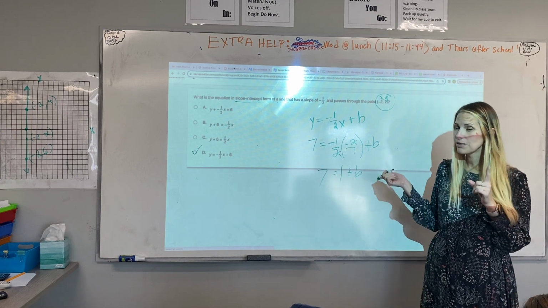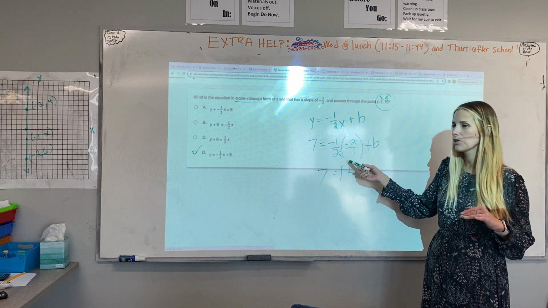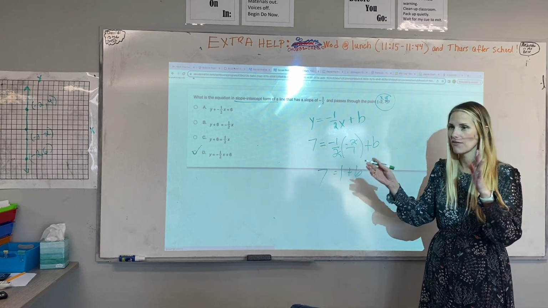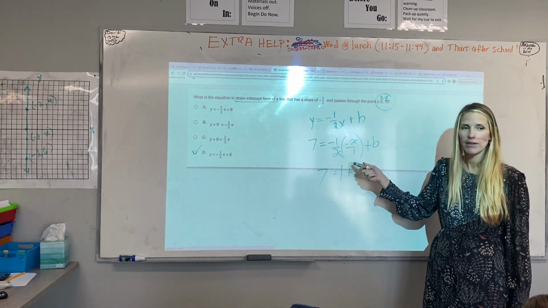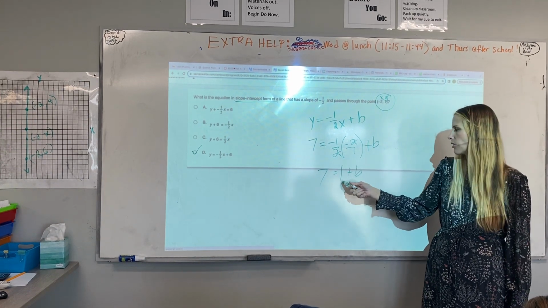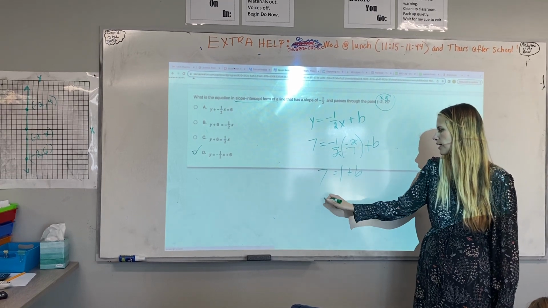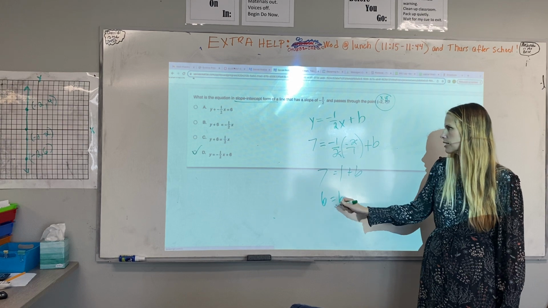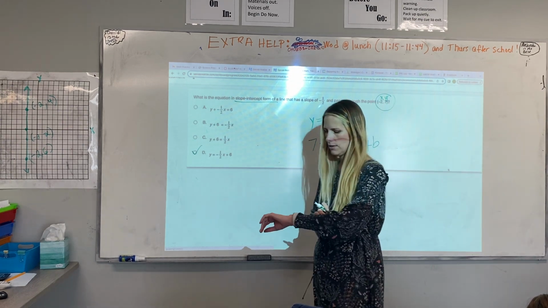I also made a mistake early on where I thought this canceled out completely, and I just put b equals 7, and that was a mistake because this cancels out to 1, and that's an important value. It didn't cancel out to 0. 1 plus b is 7, so what's b? 6. So 6 is b, and then we're just going to double check there, and that's correct.